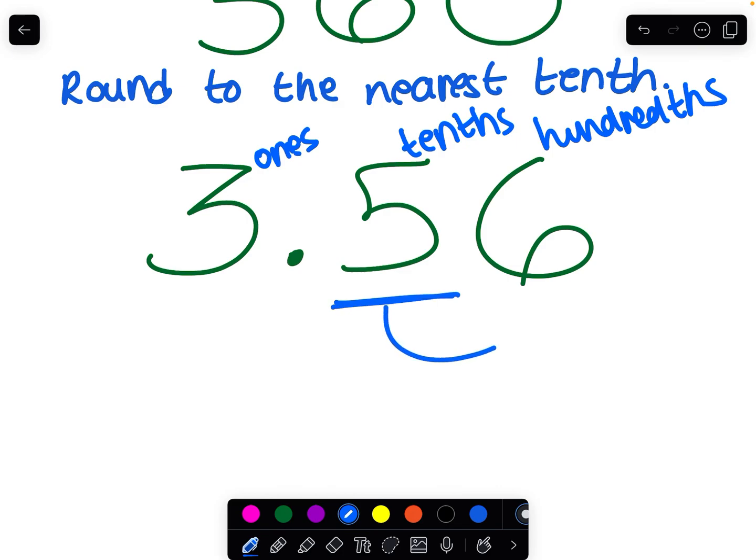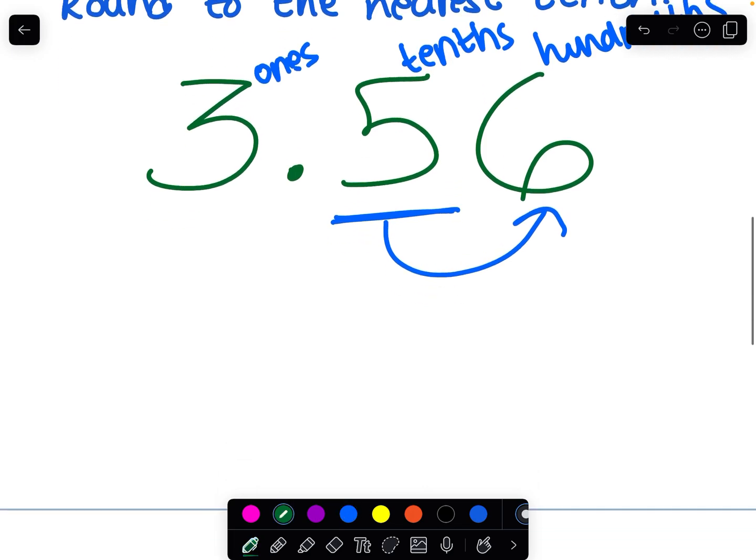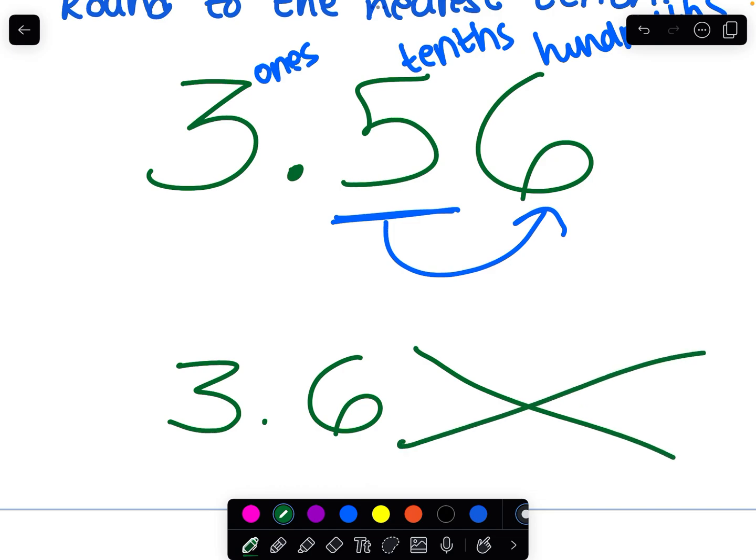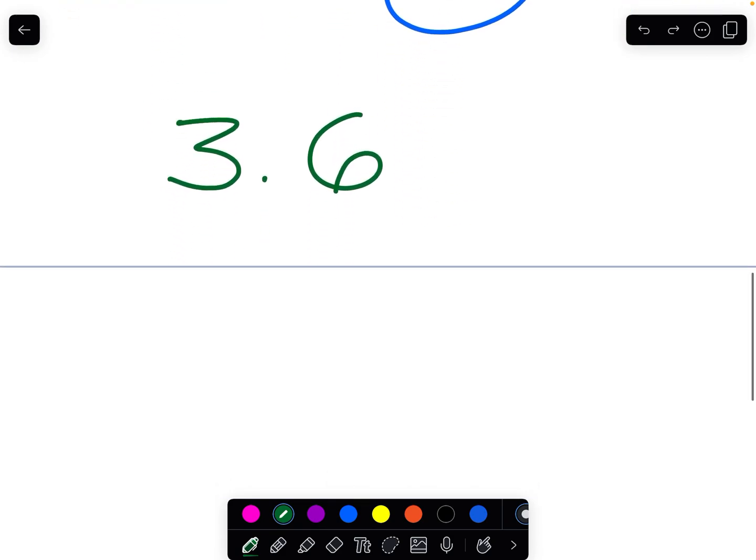So we're going to look at the tenths place. We're going to look next door. It's 5 or more, so we have to round up. So when we round up, the 5 becomes a 6. So now we've got 3.6. And now I suppose you could turn the 6 in the original number into a 0, but we really don't need to do that because it doesn't have any value in this number. And so really what we do is we just drop the numbers to the right of the number that we are rounding to. So our answer is 3.6.